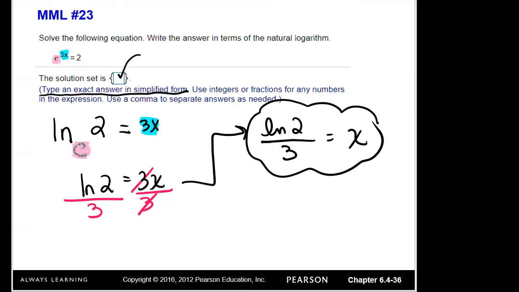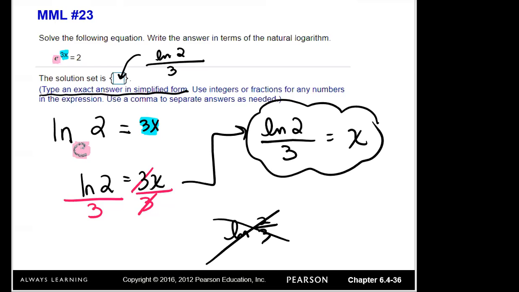But in here, you're just going to type natural log of 2 all over 3. So just make sure the numerator is just the natural log of 2 and the denominator is just the 3. Okay, be careful that you don't write the natural log of 2/3 like that. That would be wrong.